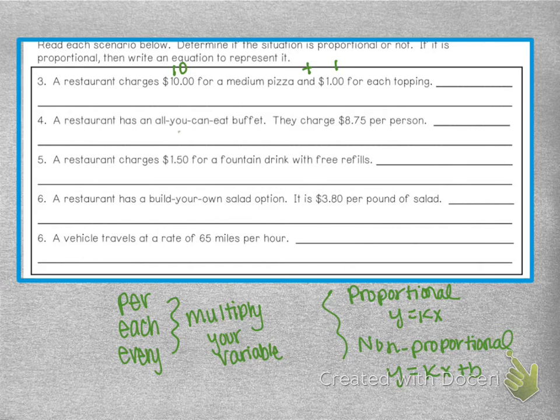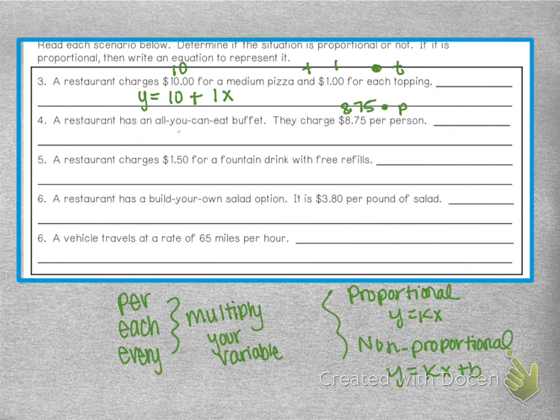So let's go back here. It says $1 for each. Remember, we just said each means multiply, and then you're going to multiply your variable. So in this case, y equals the fact that it charges $10 for your pizza plus $1 per topping. Number 4, a restaurant has an all-you-can-eat buffet, and they charge $8.75 per, which means to multiply, per person.